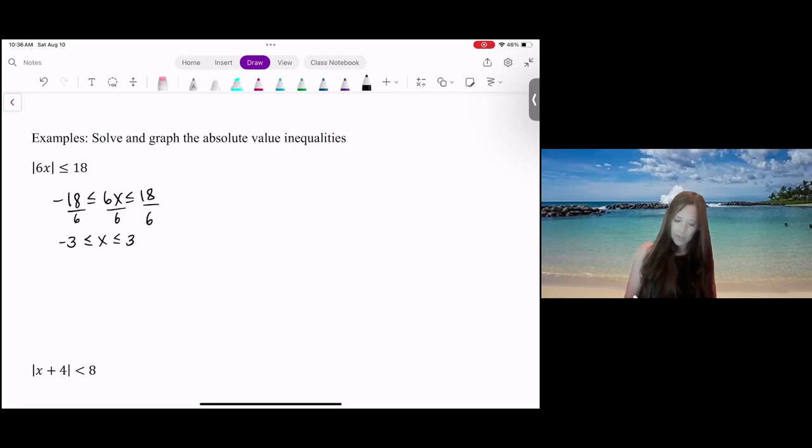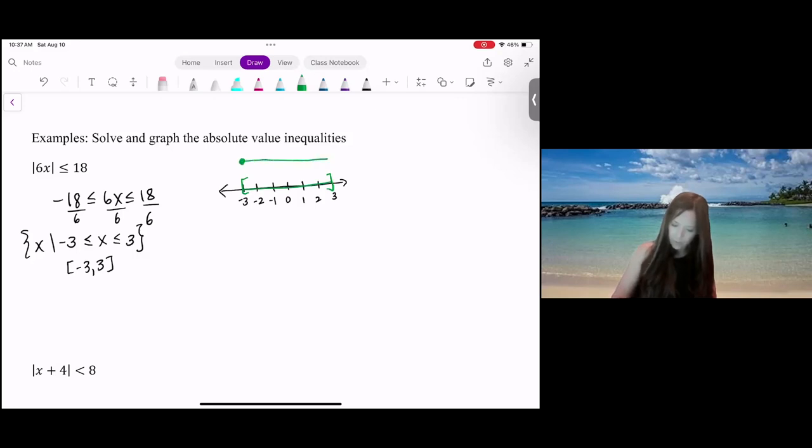Writing that in set notation is to say the set of all x such that negative 3 is less than or equal to x is less than or equal to 3. And in interval notation, that's going to be negative 3 to 3. And when I graph that, your teacher might ask you to use brackets. They might ask you to use circles. It just depends on what you're used to. And remember, a compound and goes together. You could graph it like this, or you could have closed circles like this. Just depends on the method that you use.